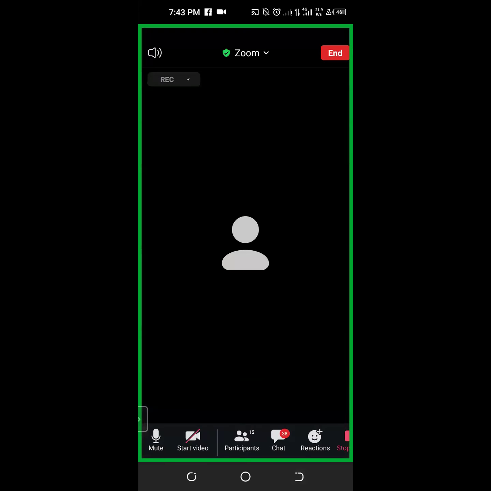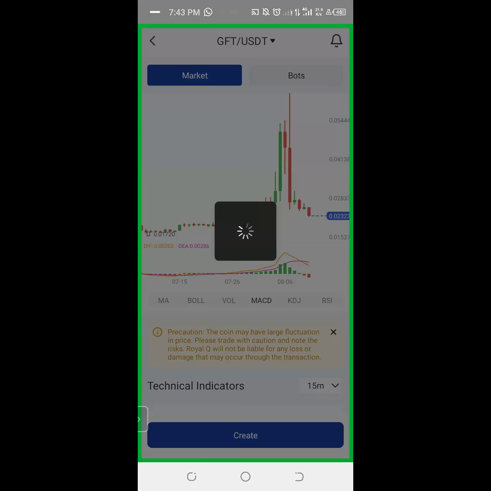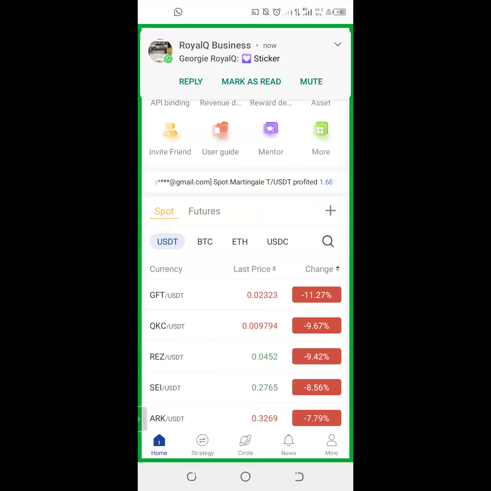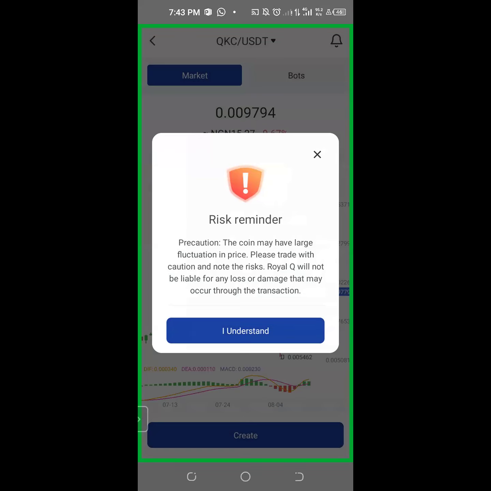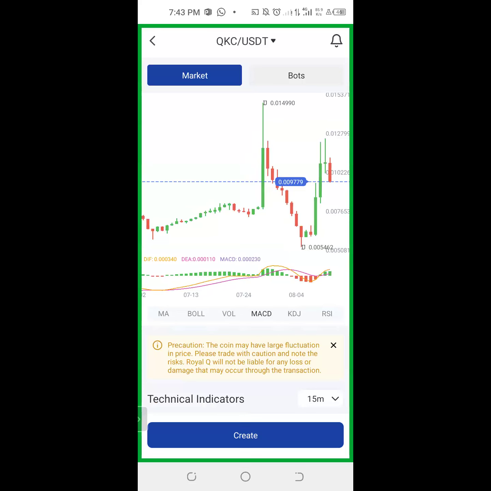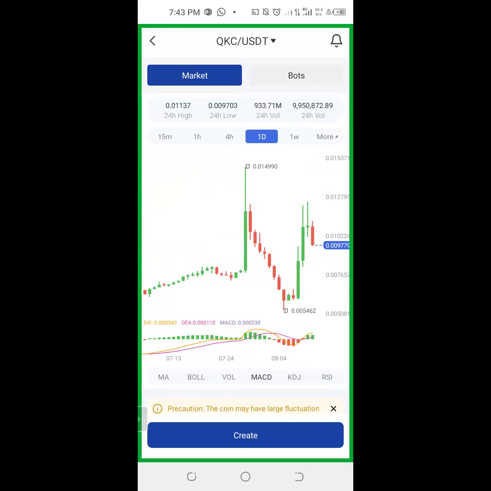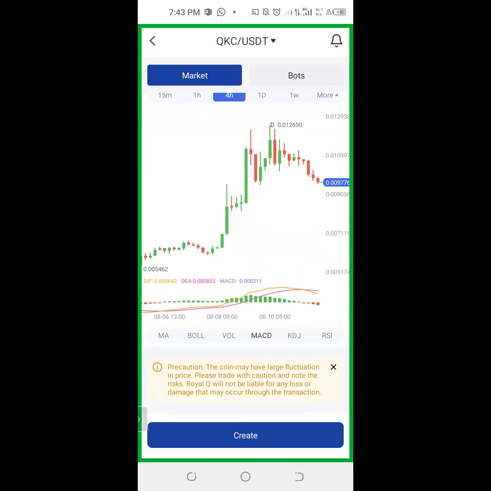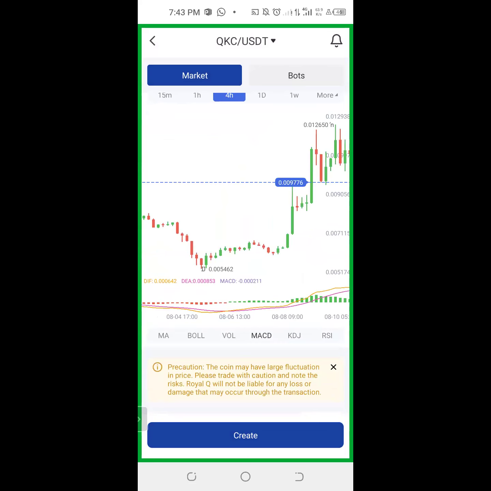Now let me look for another coin, so that the cross will be very, very clear. Maybe I should look for a lower time frame. Okay, are you seeing what I'm saying? Okay, this is on 1 day. Let me look for shorter.